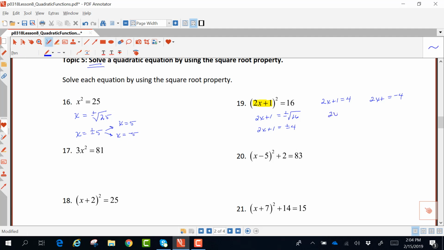I subtract 1 from each side and then divide by 2. And again, I subtract 1 from each side and divide by the 2. The solving process results in two solutions, which I'm putting in squares.